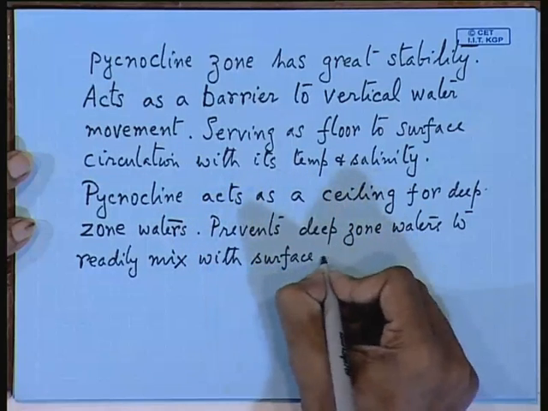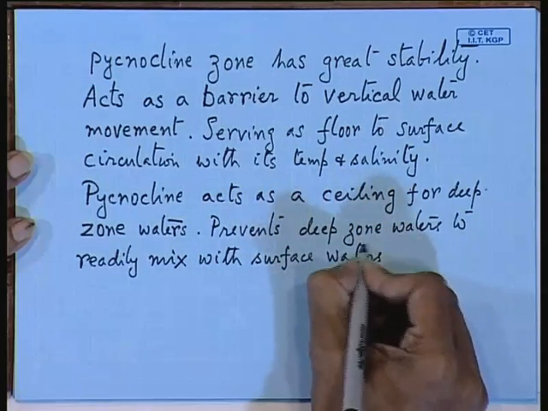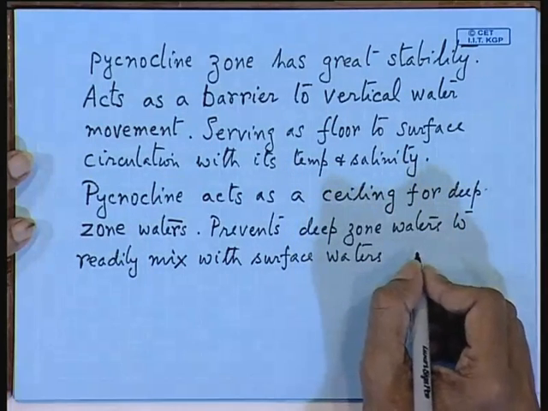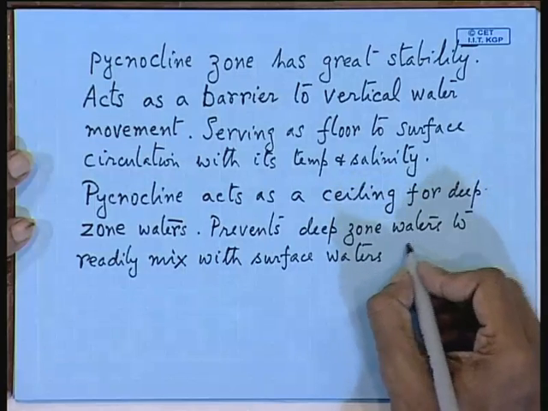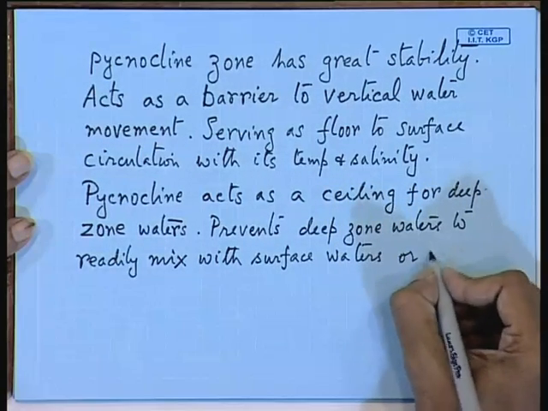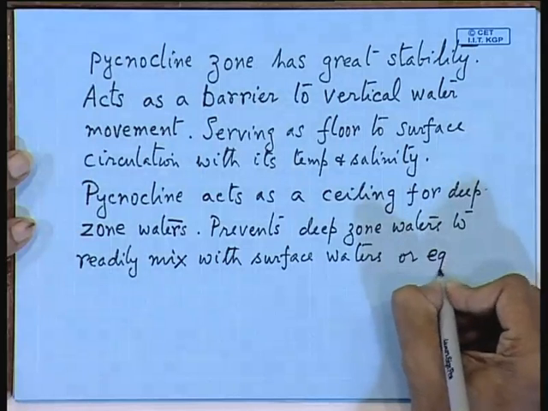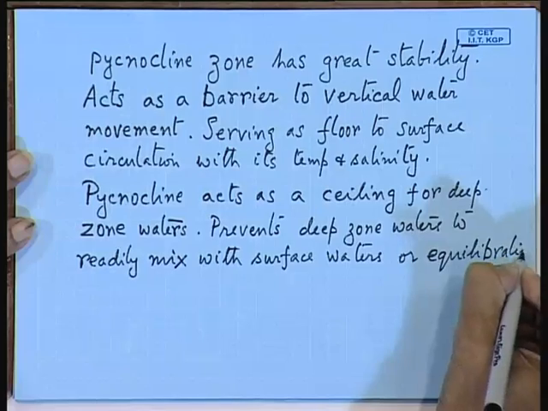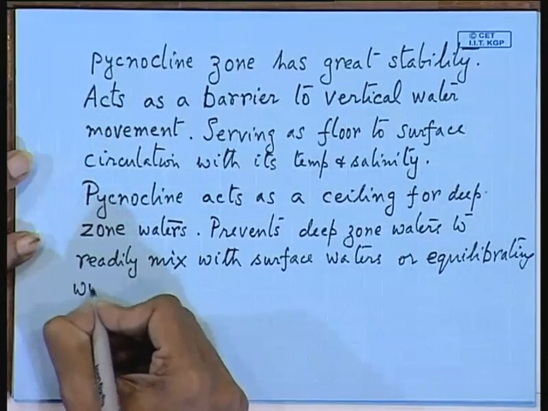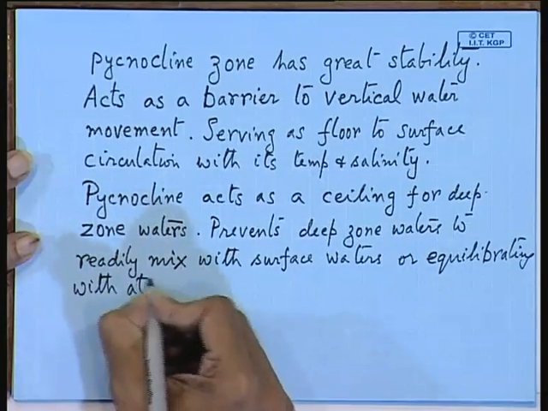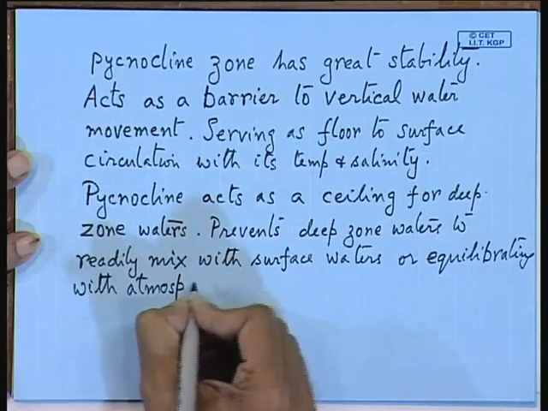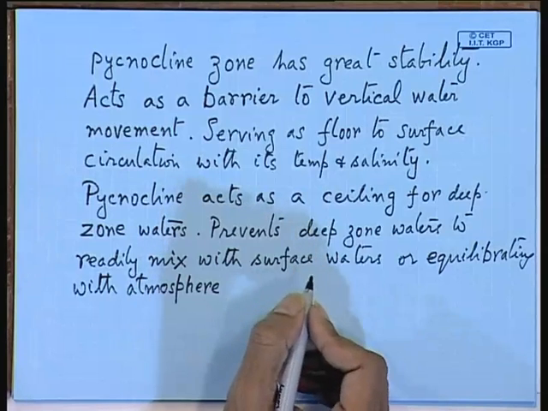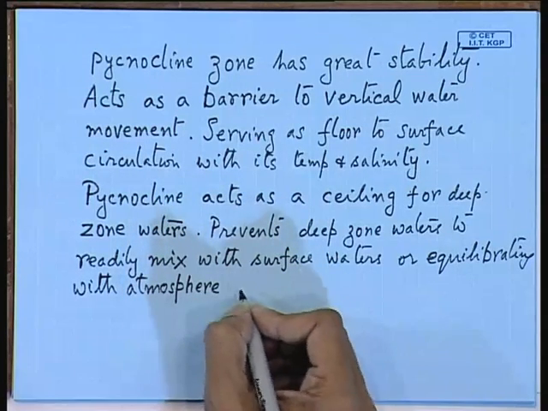So, prevention of mixing is taking place, or equilibrating with the atmosphere. So, that is, it is mostly unaffected by winds and incoming solar radiation.